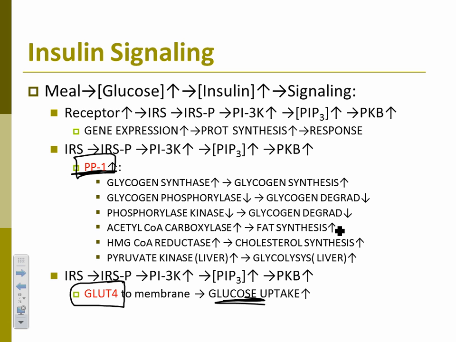PP1 does a whole bunch of things. So think of it, you have sugar at hand, so you can store some as glycogen. You're not going to break down any glycogen. You can store some as fat. You have extra energy to make cholesterol. And glycolysis increases in the liver. Unit 3 will be over. Glycolysis. That's using the sugar and converting it to pyruvate.